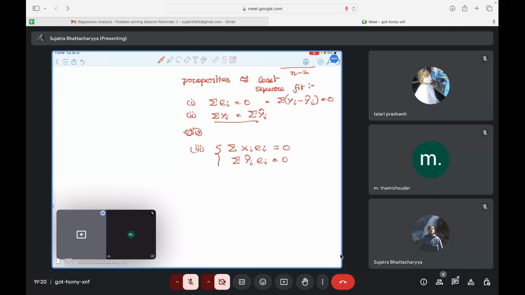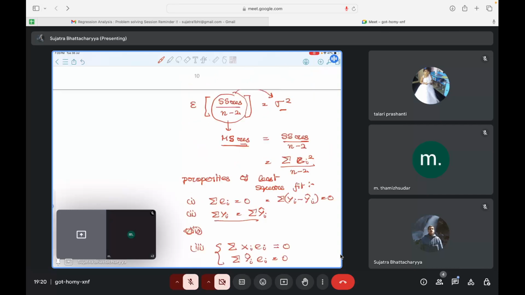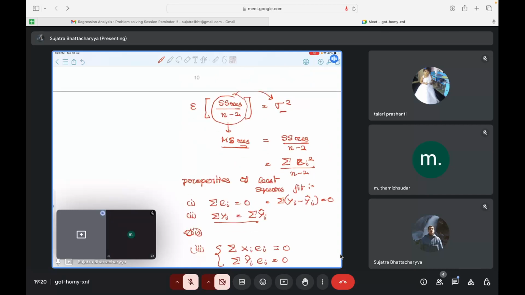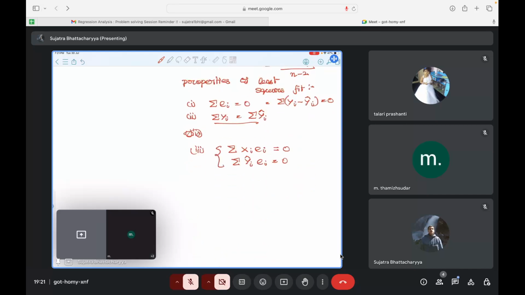So these are the few properties. And you can see that why is it n minus 2, not n? Is because of these two things. Xi ei is equal to 0 is one of the constraints, and summation ei, the residual, is another constraint.